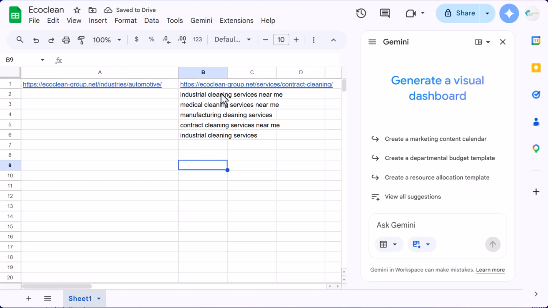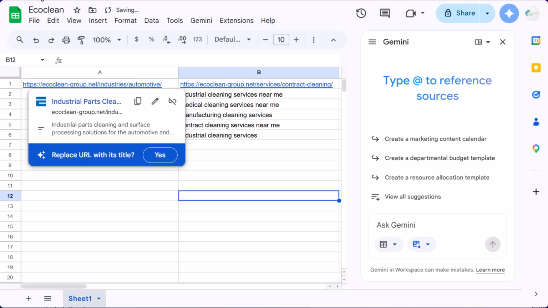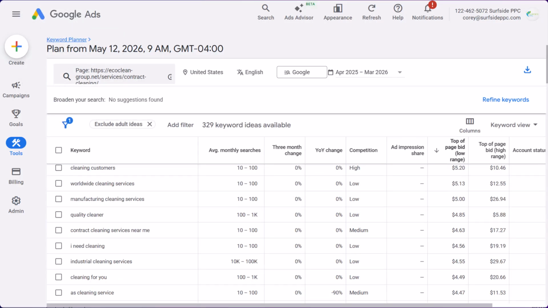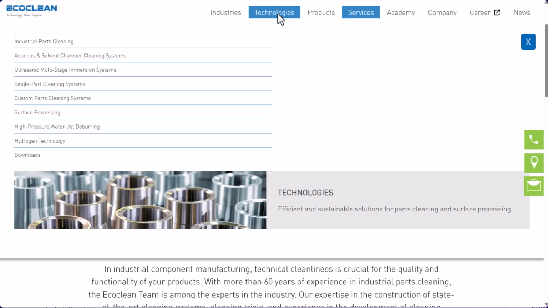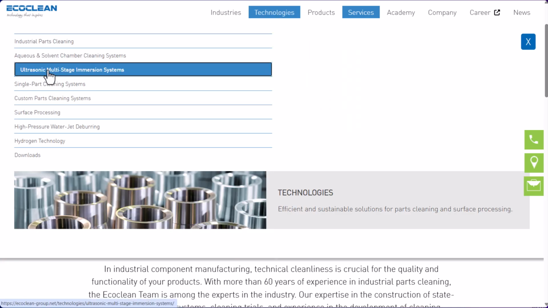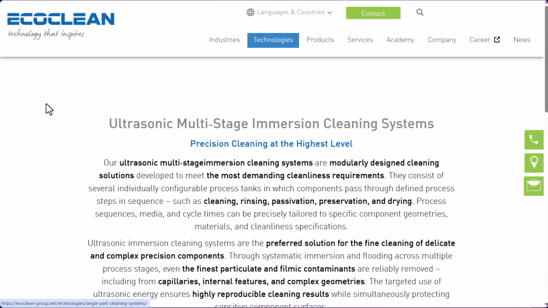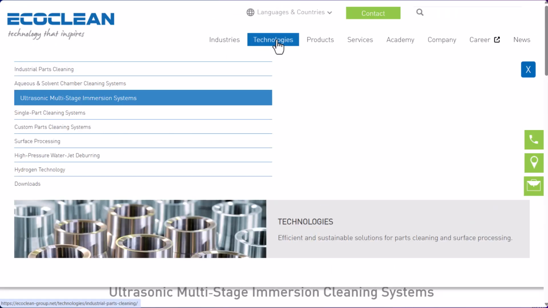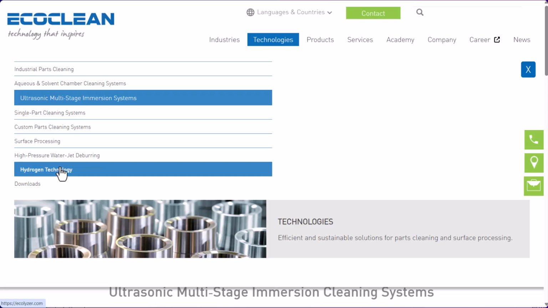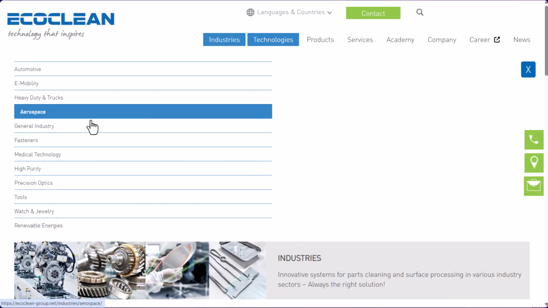Now, there's much quicker ways to do this, obviously, and you could use AI to build these keyword lists really quickly. I didn't want this to turn into here's how to get 500 keywords, and it's really looking at, okay, we're trying to find keywords for a client that does a really specific thing, ultrasonic multi-stage immersion systems. Now, there's a good chance nobody searches for that just because it's so... But if you say like industrial parts cleaning, clearly that's something that we can find.